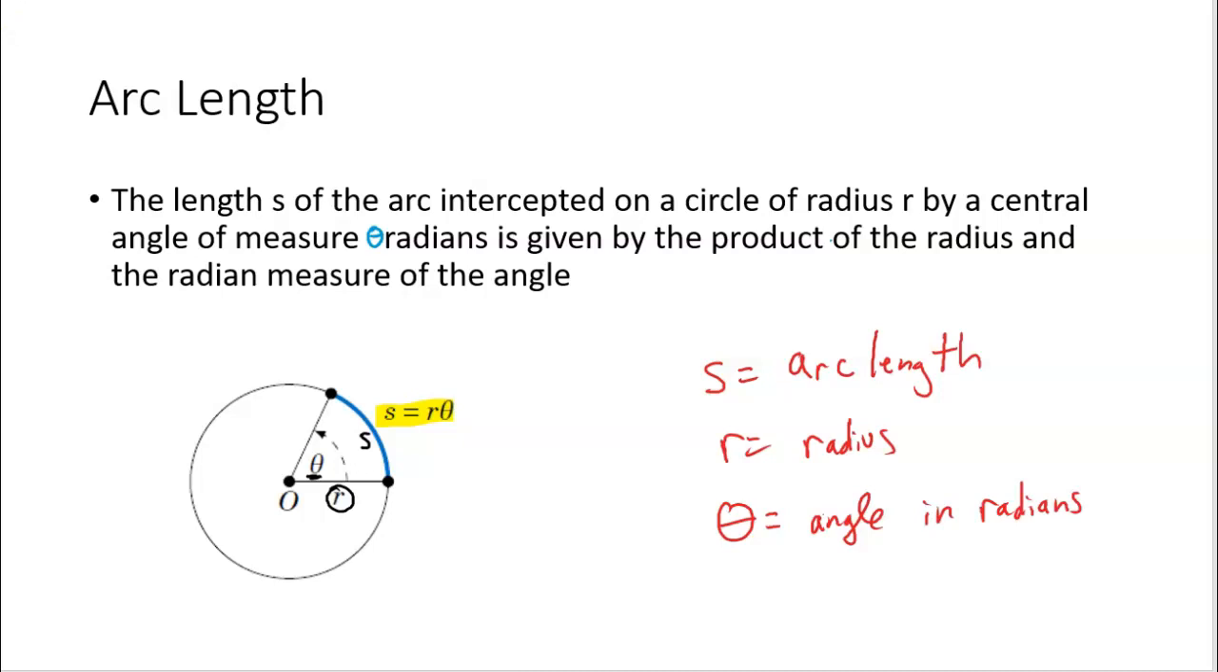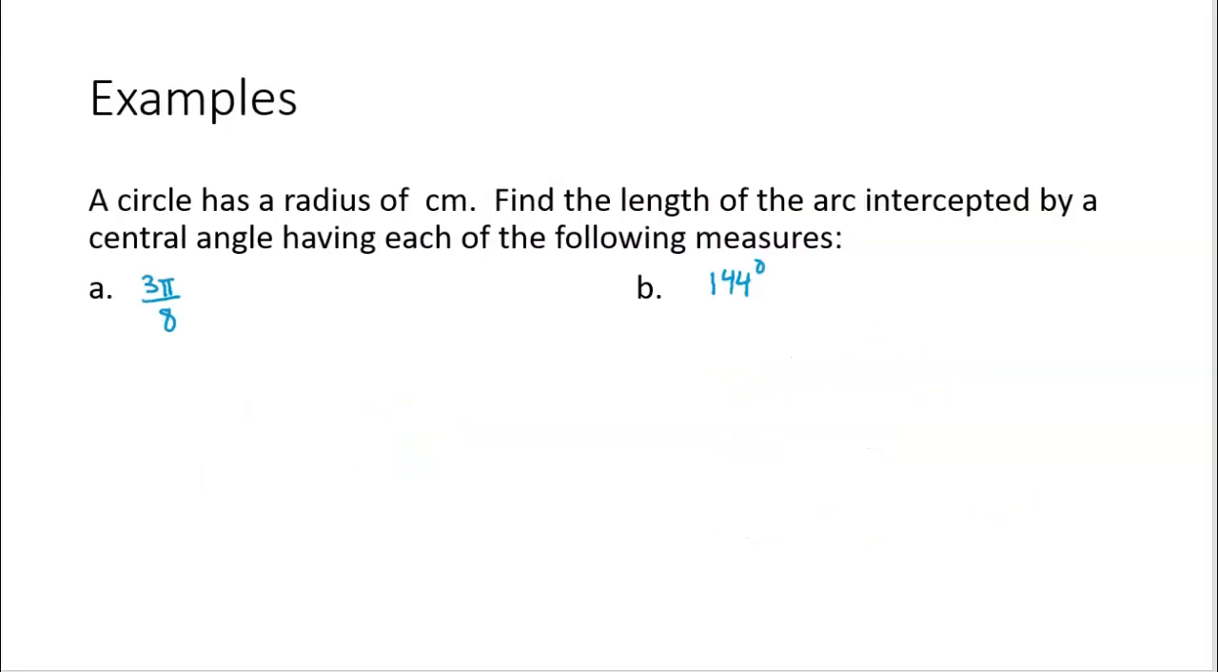Okay, so let's take a look at our first example. Our first two examples say this: a circle has a radius of, oh, I forgot to put in what the radius is. The radius is 18.2 centimeters. We're going to find the arc length intercepted by the central angle having each of the following measures. The first one will be 3 pi over 8. We don't see that little degree symbol, so we know this is in radians. And then 144 is in degrees.